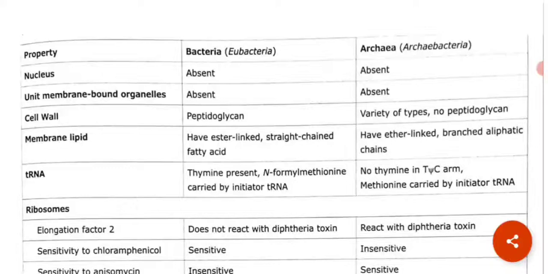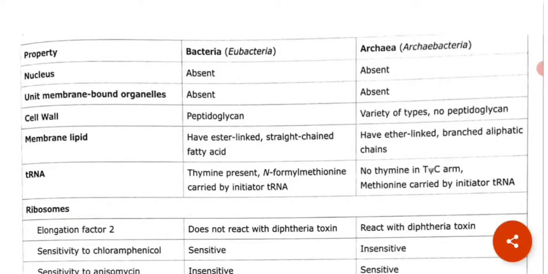The major differences between the Eubacteria and Archaebacteria are as follows. In Eubacteria, the nucleus is absent, and in the Archaebacteria, the nucleus is also absent. So the nucleus is absent in both of them. We are comparing the Eubacteria and the Archaebacteria here. And if we talk about the unit membrane bound organelles, they are absent in both of these bacteria.